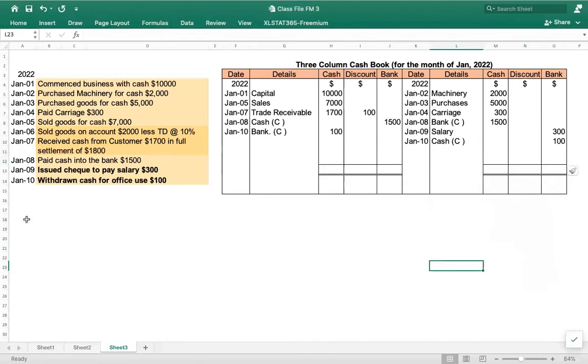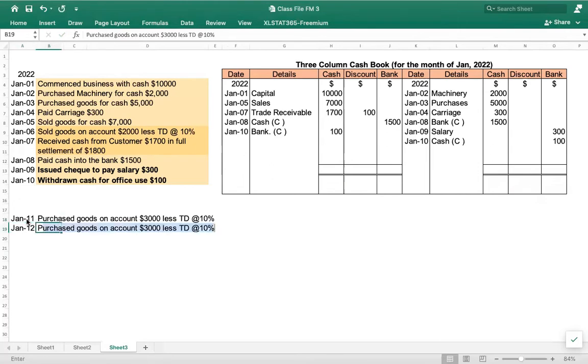Let me record a few more transactions. Jan 11. Purchased goods on account, $3,000, less trade discount at the rate of 10%. Then Jan 12, paid to the supplier $2,600 in full settlement.